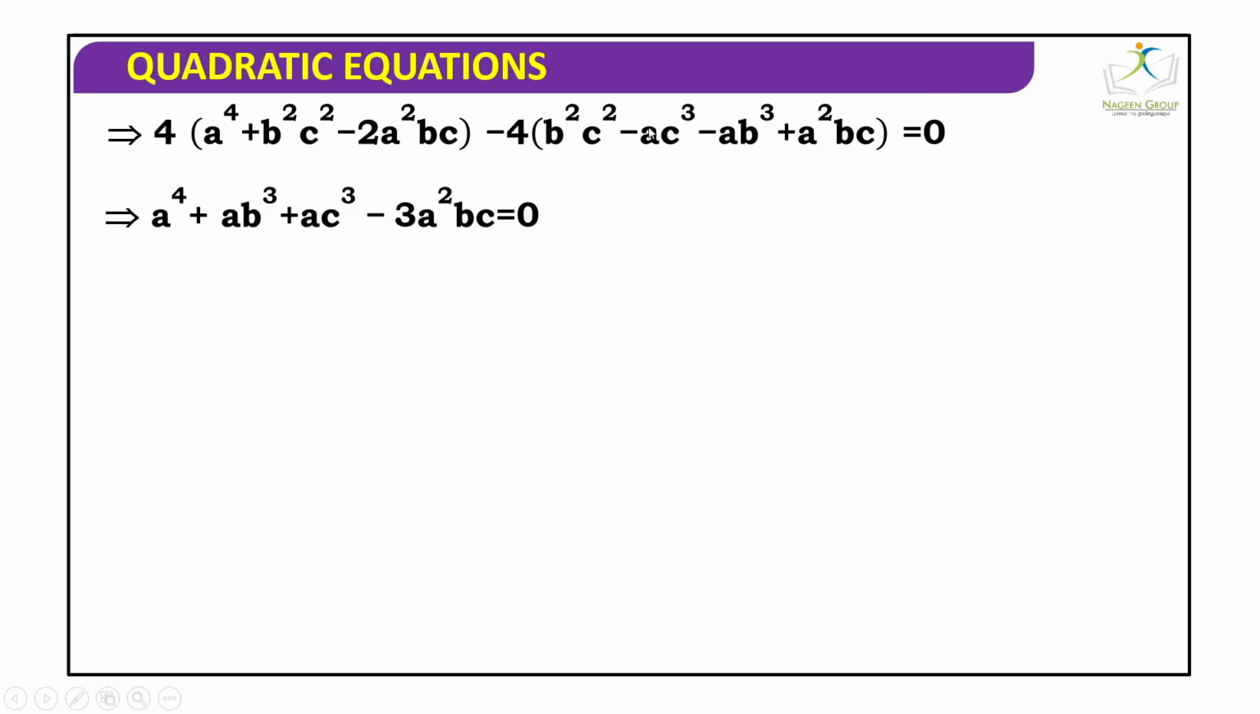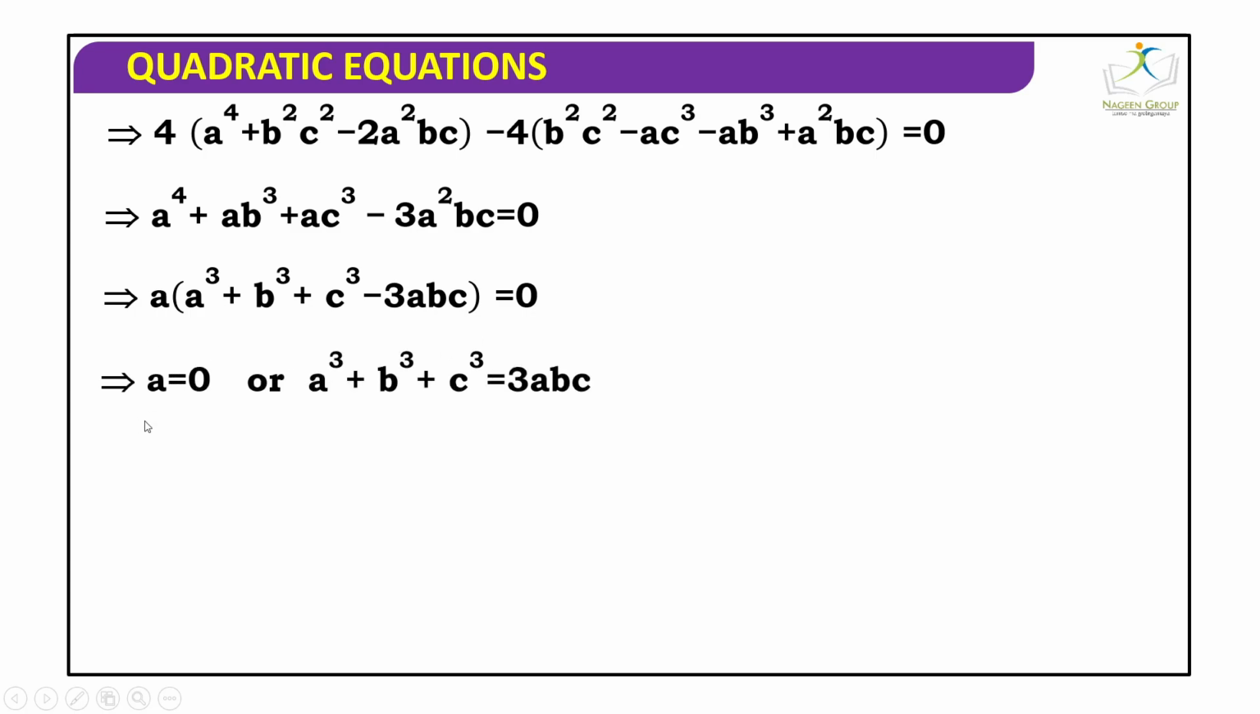So from this we have a4, this value ab cube, this value ac cube, and from this we solve minus 3a square. This is minus 2 and this is here minus. So that's why it's minus 3a square bc equals 0. We had taken 4 common and cancelled it. Now we are taking a common, it will be a cube plus b cube plus c cube minus 3abc equals 0.